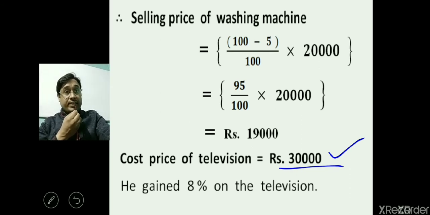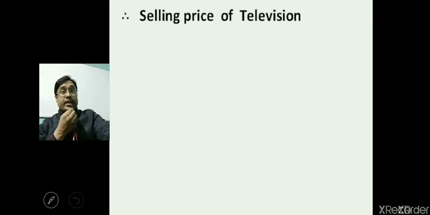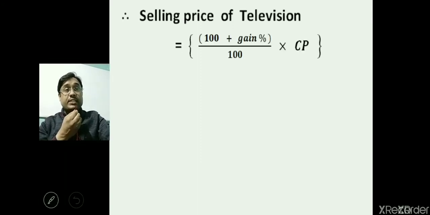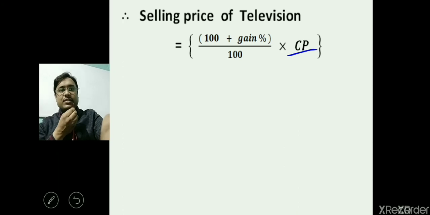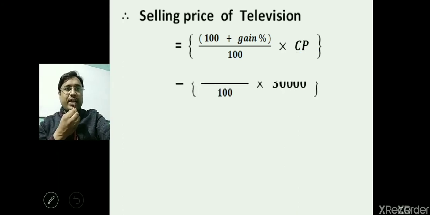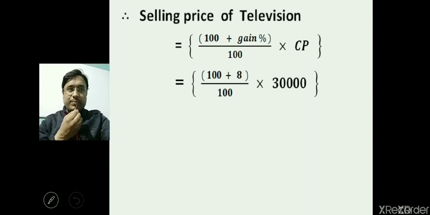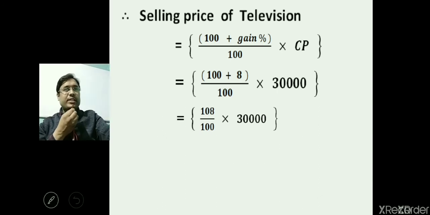Then easily you can find the selling price using this formula: selling price of television equals 100 plus gain percent by 100 into cost price. Just learn this formula also. You can use such formulas for finding the selling price in any other competitive examination also. So 100 plus 8 by 100 into 30,000. So you will write 108 by 100 into 30,000.